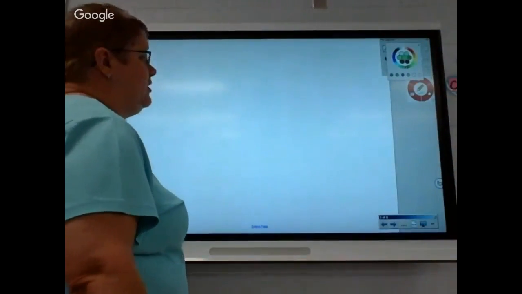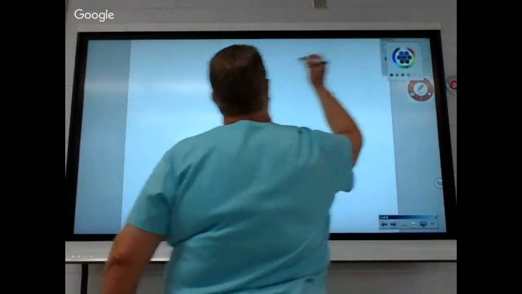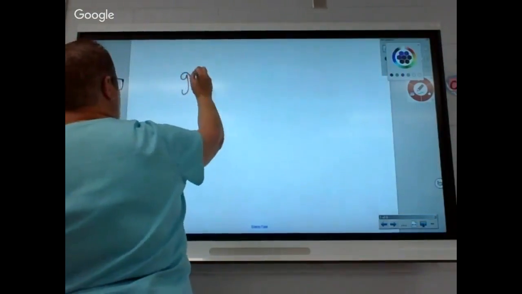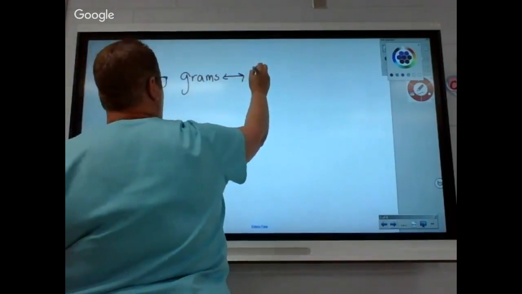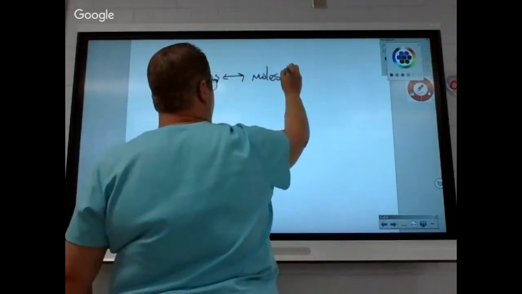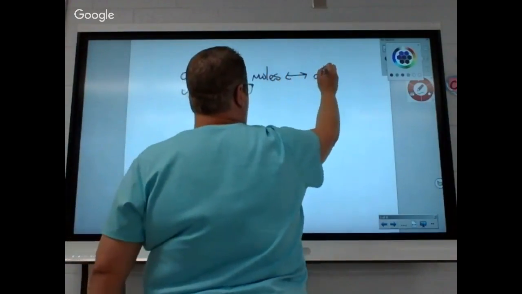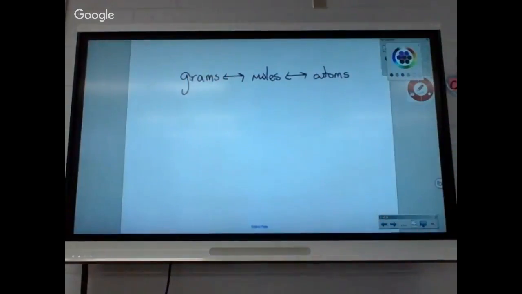All right, so what 2 conversion factors do we get out of this? First of all, we can convert from grams, we can go to moles. Okay, from moles, we can go to atoms. Now, notice the direction that I've drawn the arrows. They can go either way.